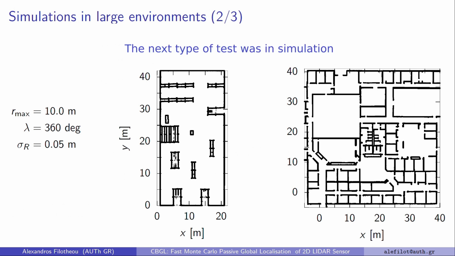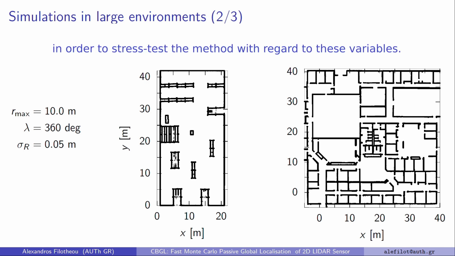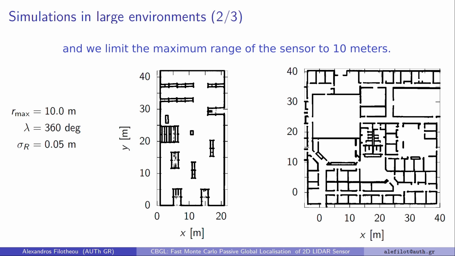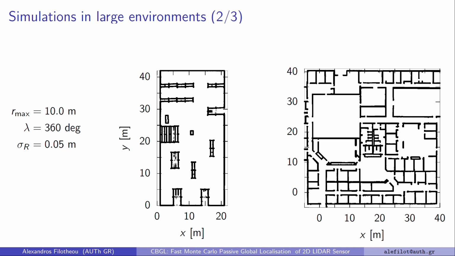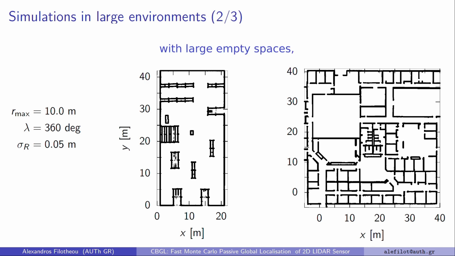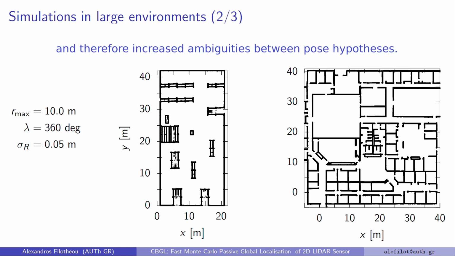The next type of test was in simulation, where we can construct any type of environment we want and with any sensor properties in order to stress test the method with regard to these variables. Here we consider a cheap sensor, meaning with considerable noise, and we limit the maximum range of the sensor to 10 meters. The first environment is a warehouse larger than 700 square meters in area, with large empty spaces, where the method is tested against missing measurements and therefore increased ambiguities between pose hypotheses.